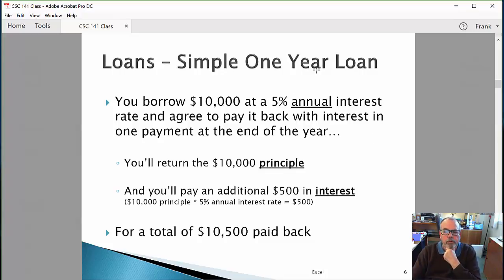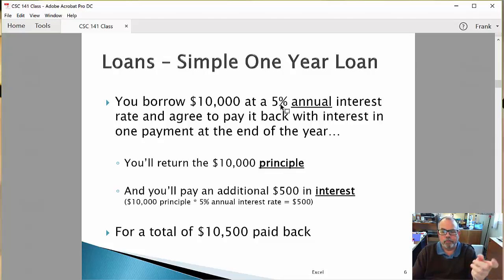So let's take a look at a simple loan. These are simpler than what we're going to look at in what we do. In this case, you borrow $10,000 at a 5% annual interest rate. Notice how I specified the time for 5%. And you agree to pay it all back with interest in a single payment at the end of the year. This is called a simple loan because you pay it all back in one payment. In the real life loans that we'll look at in the class, you pay it back in a series of payments over a period of time.